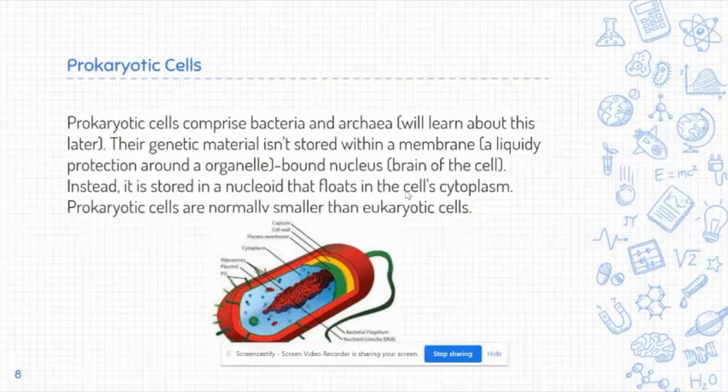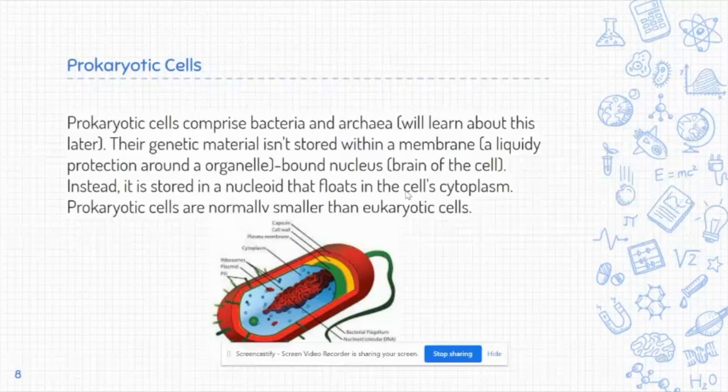So basically, prokaryotic cells are single-celled organisms. Prokaryotic cells comprise bacteria and archaea. We will learn about this in a future video. Their genetic material isn't stored within a membrane, which is a liquid protection around the organelle-bound nucleus, which is the brain of the cell. Instead, it's stored in a nucleoid that floats in the cell cytoplasm. The cytoplasm is like glue which floats around the cell.